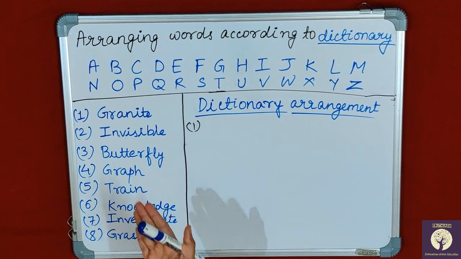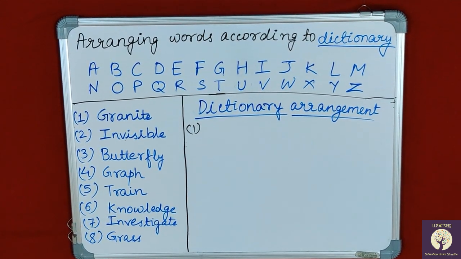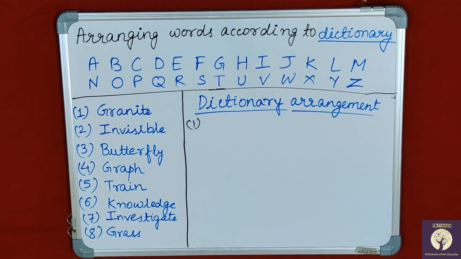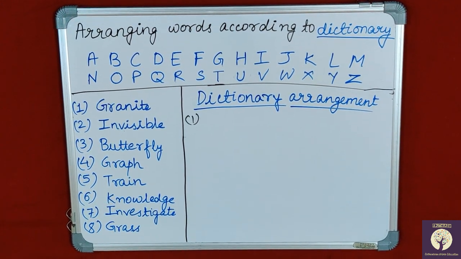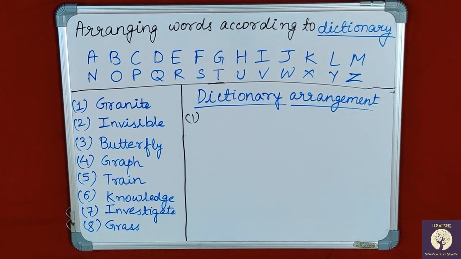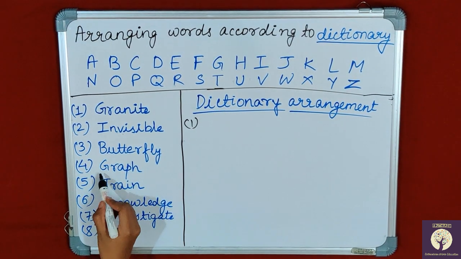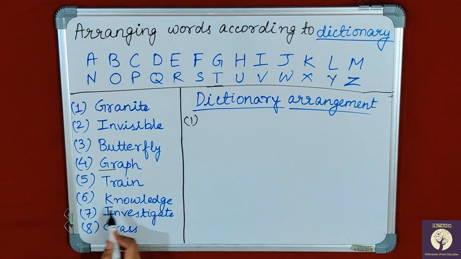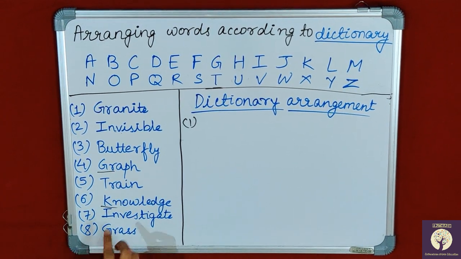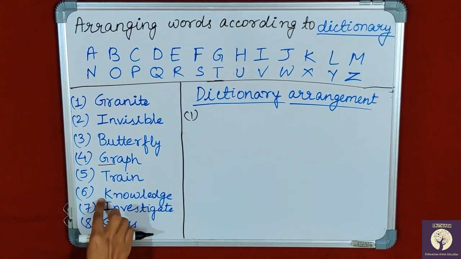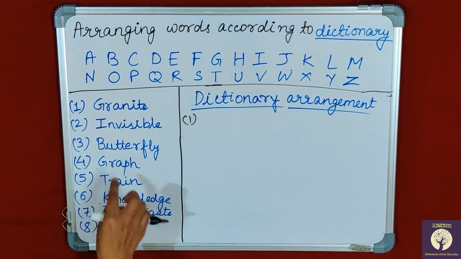The first thing, after having a set of words, we have to do is to look for the first letter of the words given. For example, in graph we have G as our first letter. In knowledge, we have K as our first letter. So we will look for the first letter of the given words.